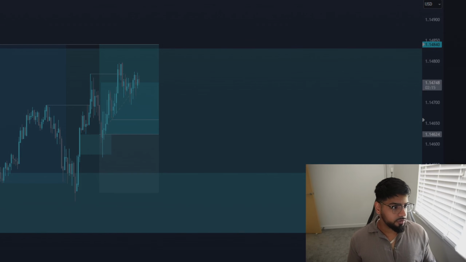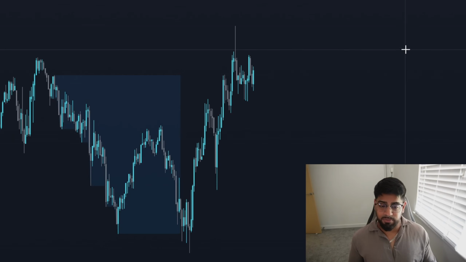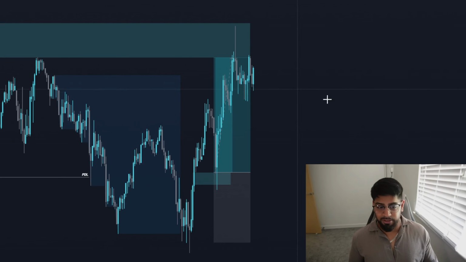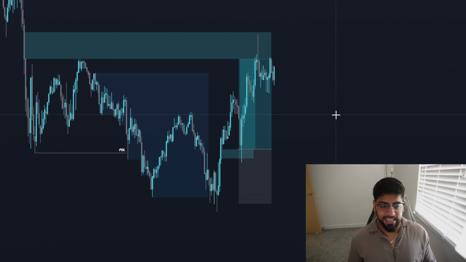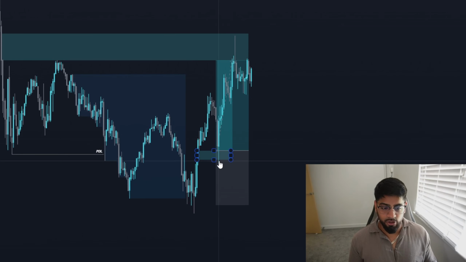Now, if we go over and take a look at GU, I didn't enter this position. However, I wish I did, because look at that. Exactly the same as EU. However, this already hit take profit.